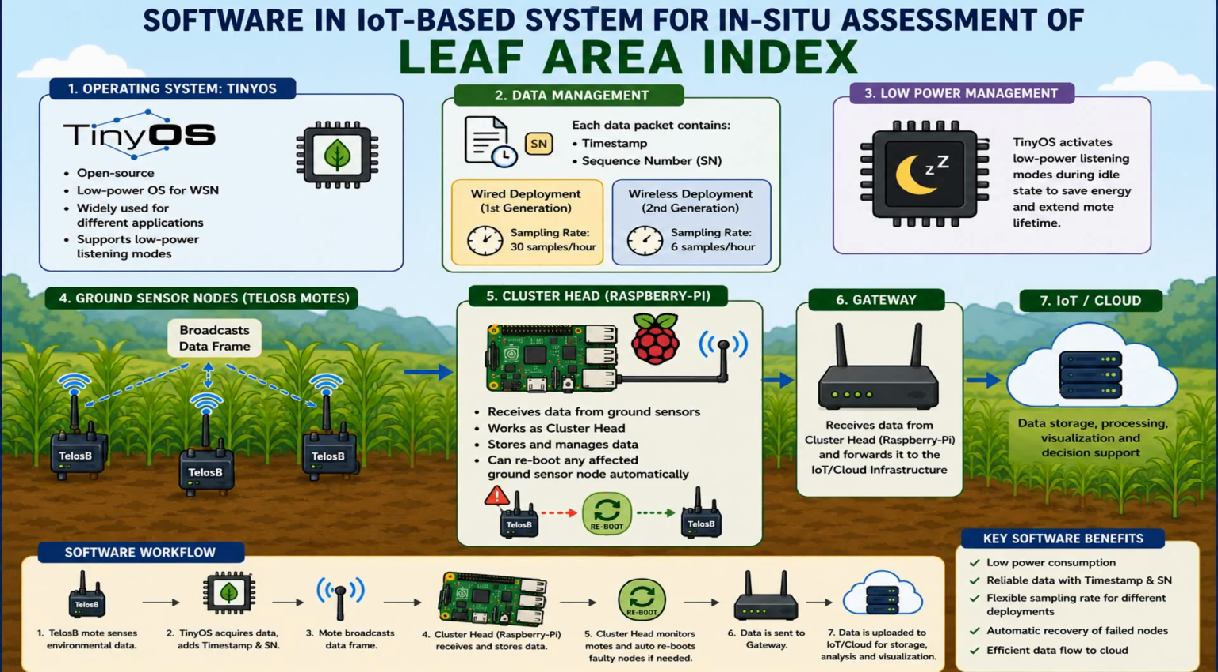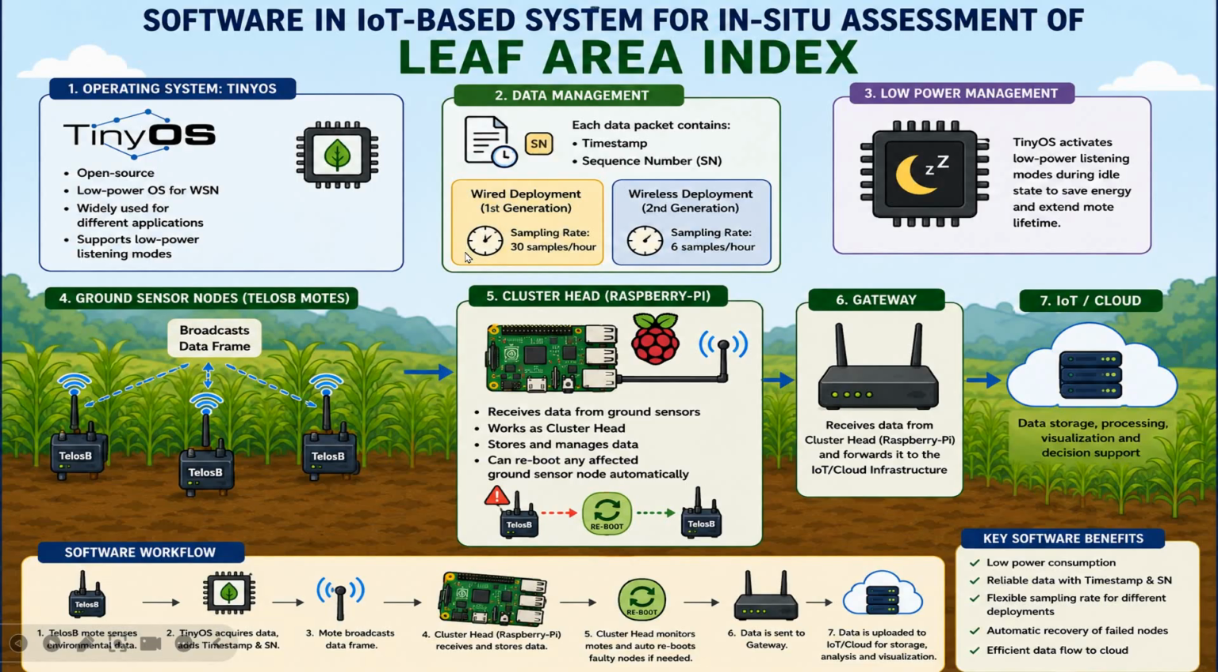The system collects the environmental data using the TelosB nodes, which are deployed in the crop field, and each data packet generated has a timestamp and a sequence number, represented by SN here. The timestamp records when the measurement was taken, while the sequence number helps identify and track individual data packets during the transmission. Here you can see two deployment generations with different sampling rates. First is the wired deployment, the first generation. Second is the wireless deployment, the second generation.